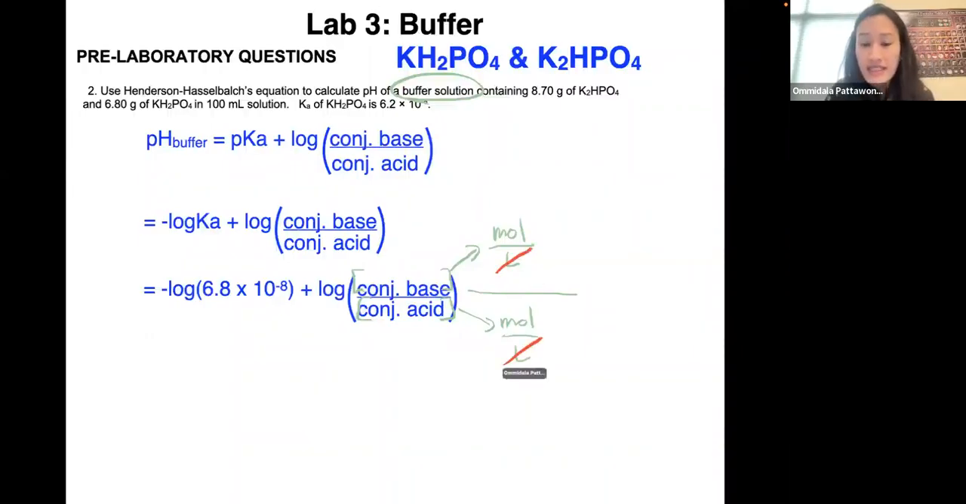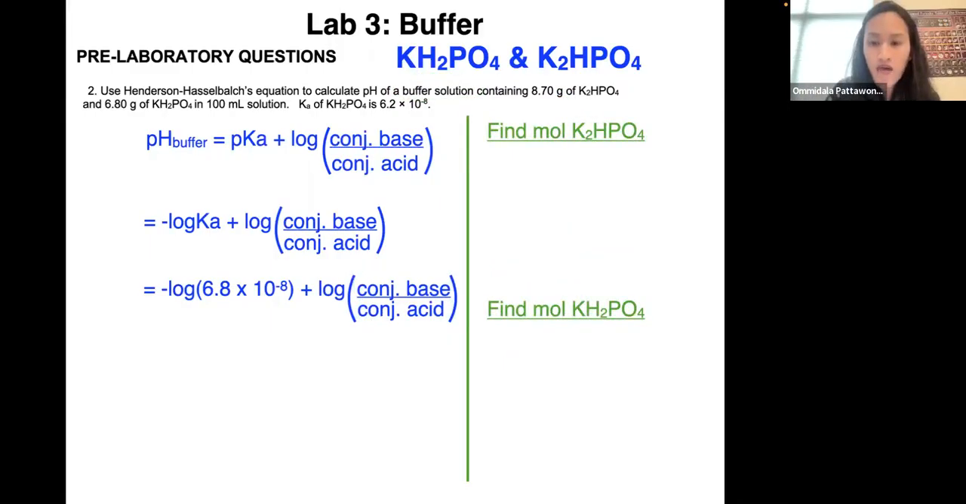So what we can say is that we can actually use moles of the base divided by moles of acid. You can just use that. The reason for that is because, for a buffer, the volume of both acid and base would be the same, so we can cancel those out. Now, before we plug this in, we first need to find the moles because the problem gives us grams. That means we need to convert from grams to moles.